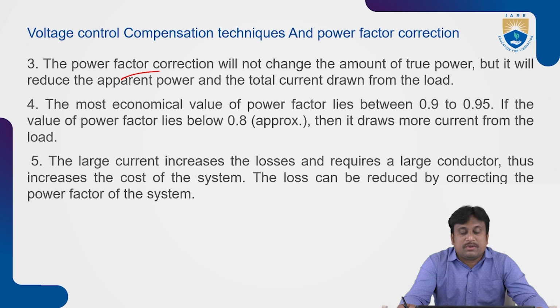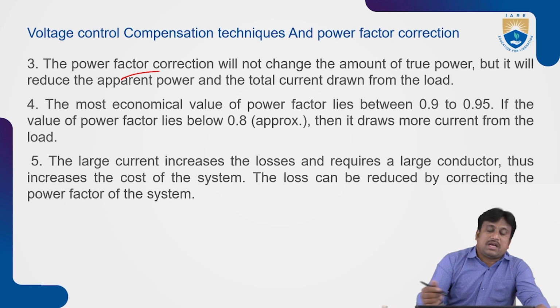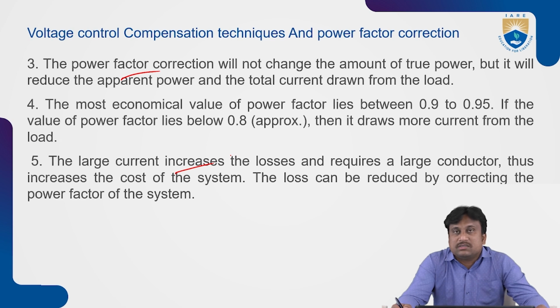So the most economic value of the power factor lies between 0.9 and 0.95. If the power factor lies below approximately 0.8, then it draws more current from the load. Large currents increase the losses and require large conductors, thus increasing the cost of the whole system. So loss can be reduced easily by correcting the power factor of the whole network.